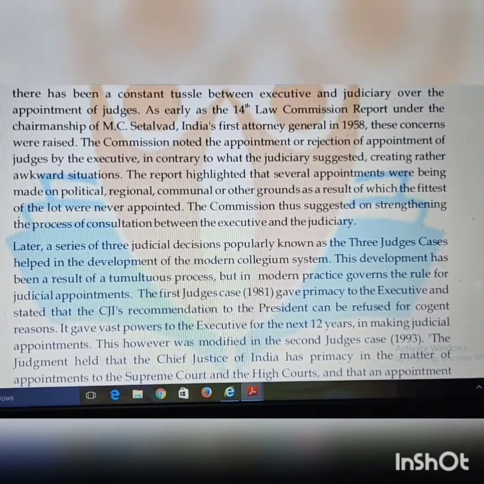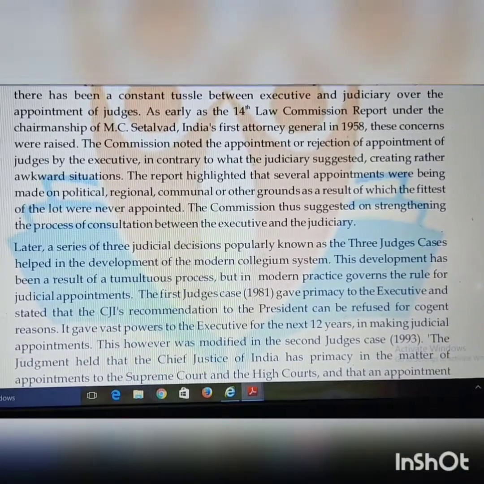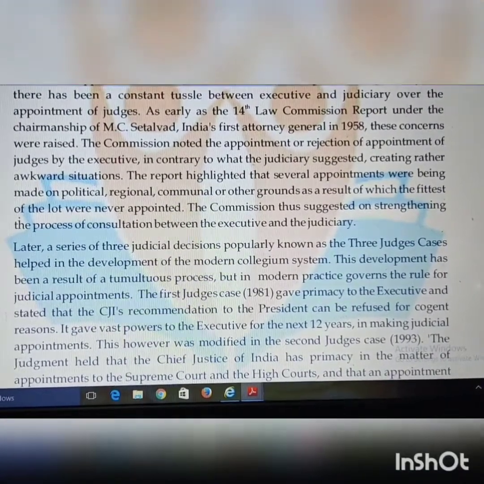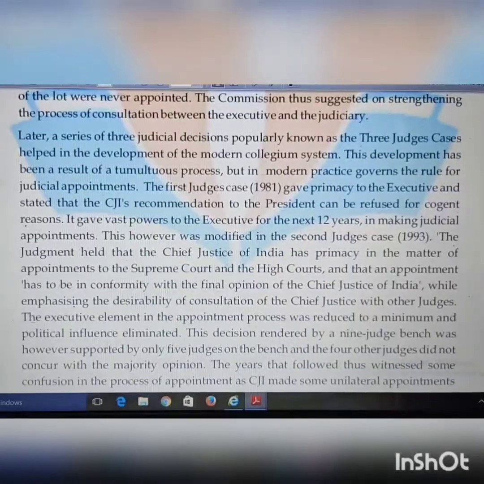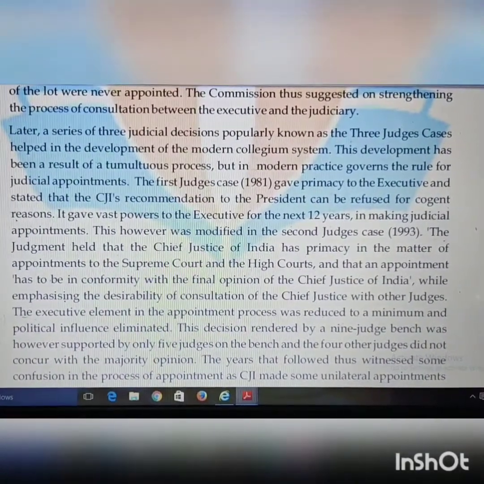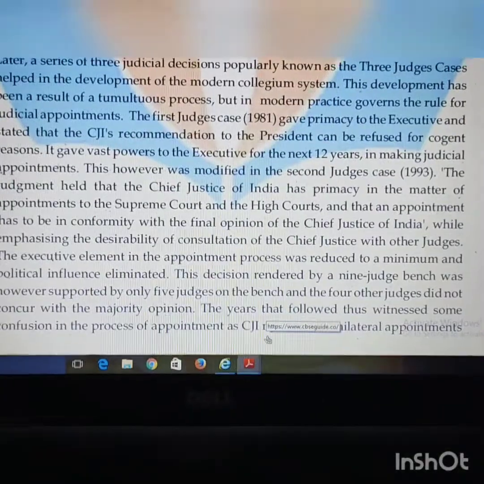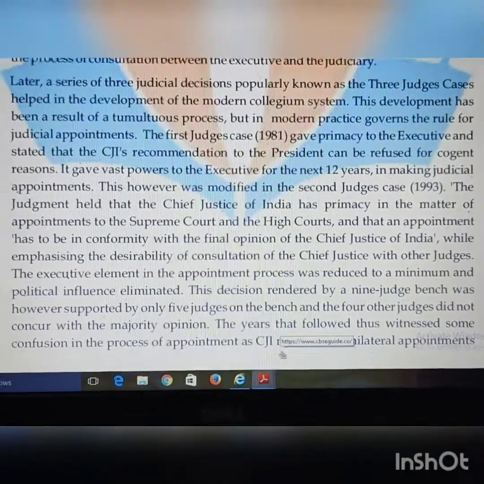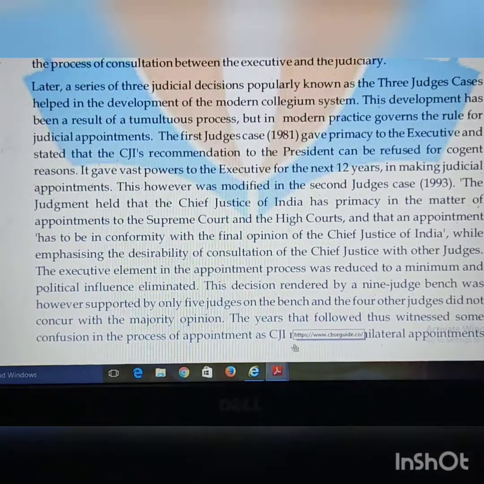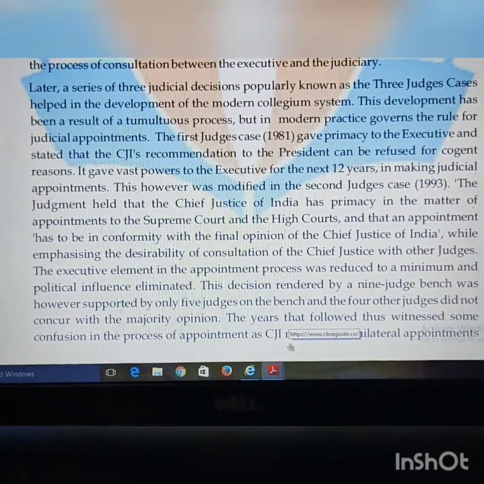So please remember this collegium system, which is present in the current scenario, that has come from the 3 judges cases. This development has been a result of a tumultuous process, but in modern practice, the first judges case gave primacy to the executive and stated that the CJI's recommendation to the president can be refused for cogent reasons.